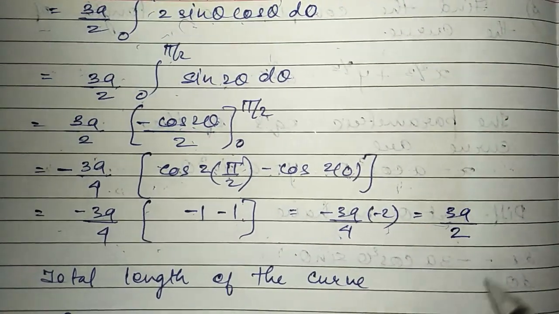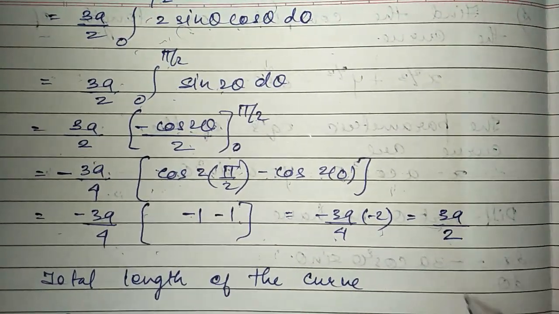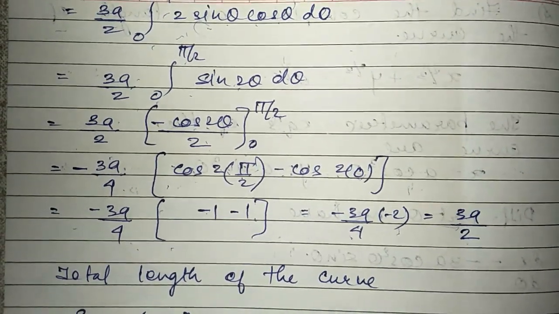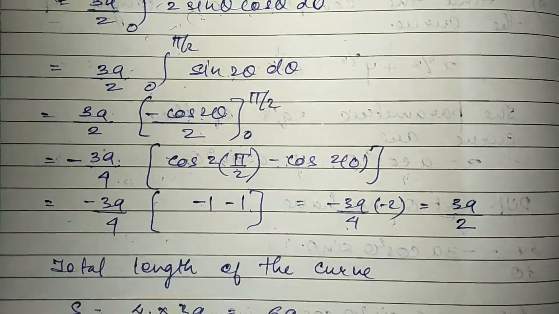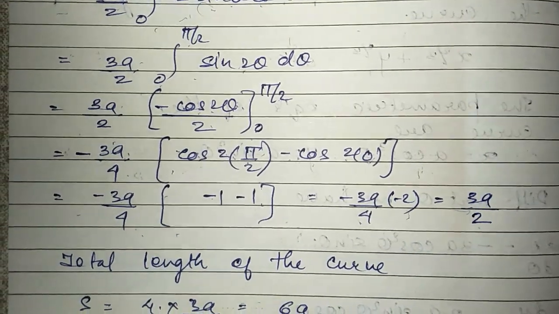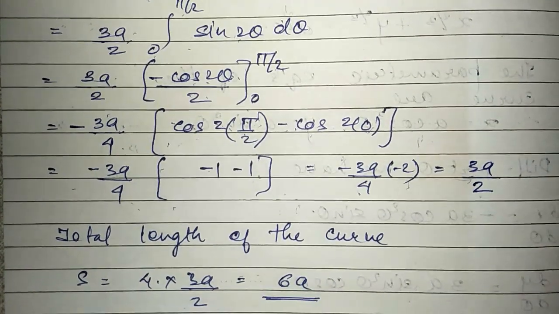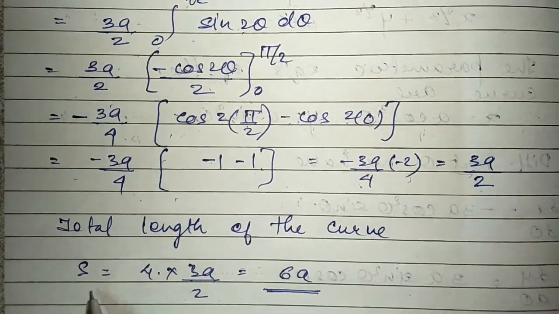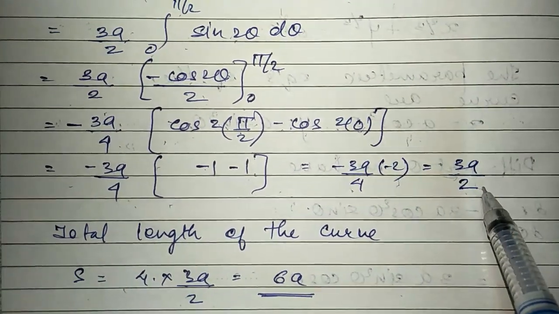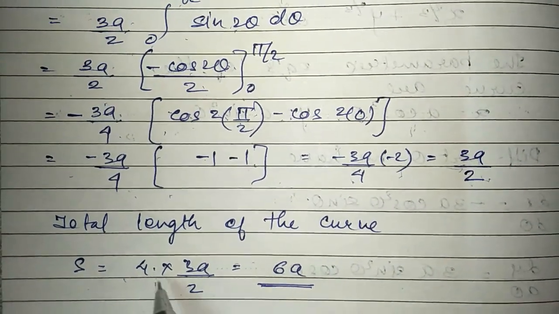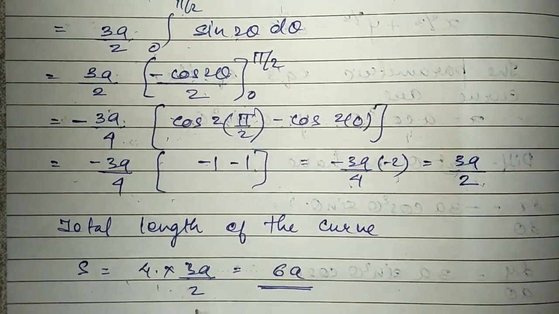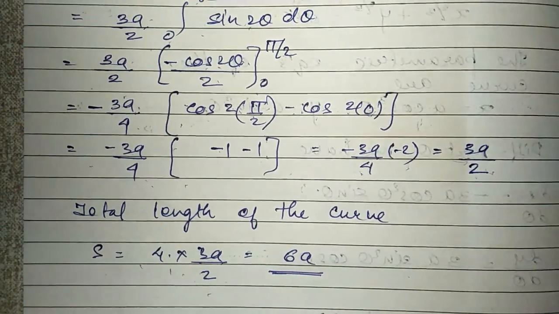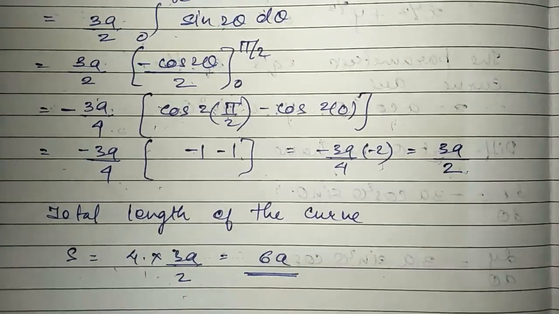But this is the length of the arc of the curve only in the first quadrant. We have taken the limits from 0 to pi by 2, so we have found the length of the arc of the curve in the first quadrant. But we have to find the total length of the curve. So the total length of the curve S will be 4 times this value. So it will be 4 into 3a by 2, which is equal to 6a.